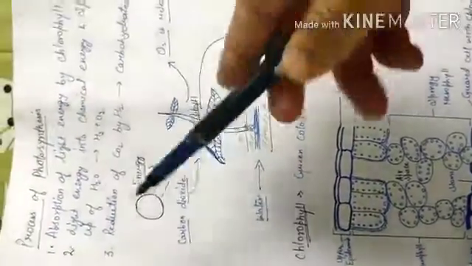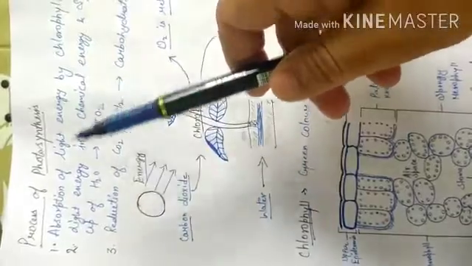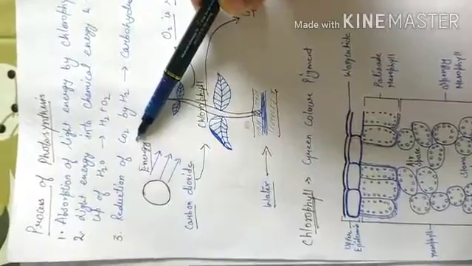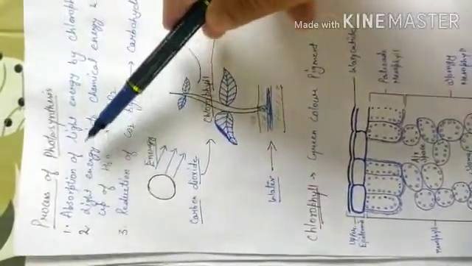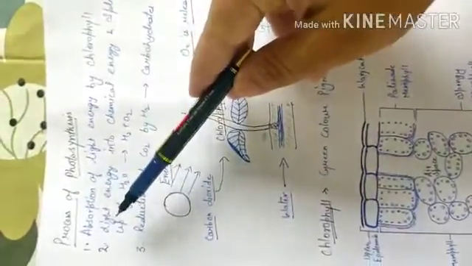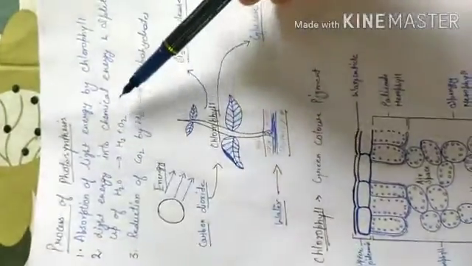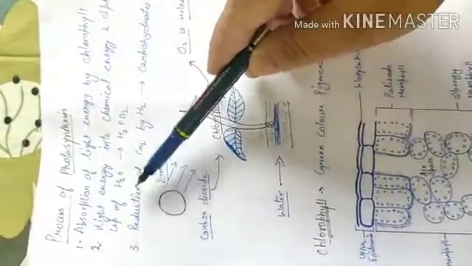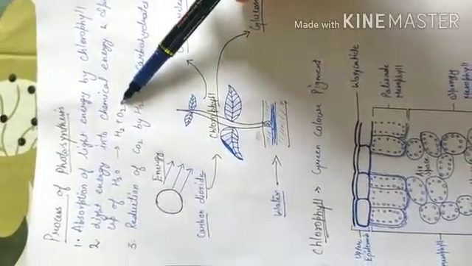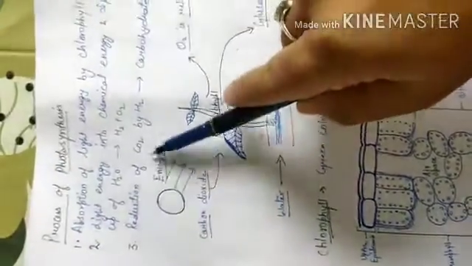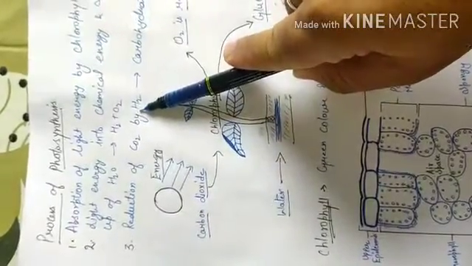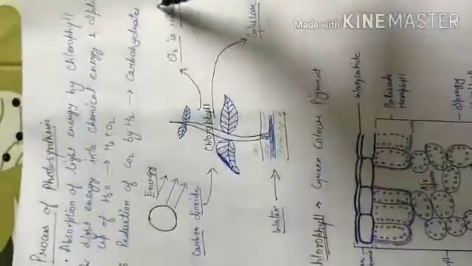Now we talk about the process of photosynthesis. Photosynthesis takes place in three main steps. The first is absorption of light energy by the chlorophyll pigment. In the second step, light energy gets converted into chemical energy and splitting of water into hydrogen and oxygen takes place. And in the third step, the reduction of CO2 takes place by hydrogen to form various types of carbohydrates.